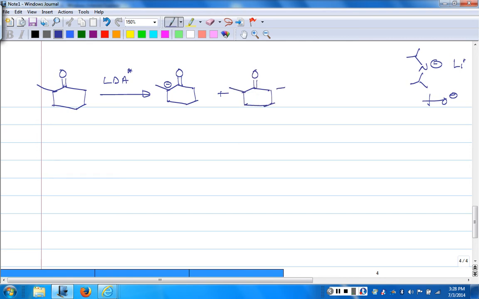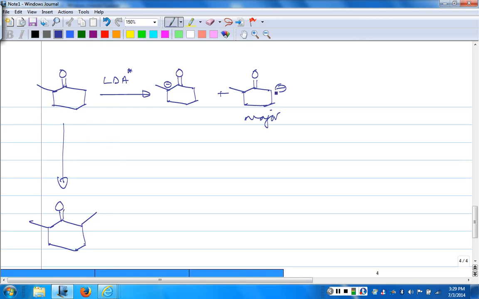Okay? But I'm going to get this one as my major product. Well, that's great, because in fact, if you remember, what I'm trying to do is the first synthesis. I'm trying to convert this species, right? The first one I'm doing is trying to make this compound, right? This is what I'm trying to make first. So this enolate will be my major product.